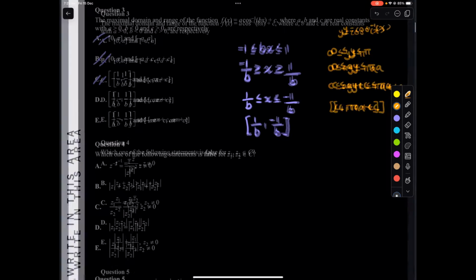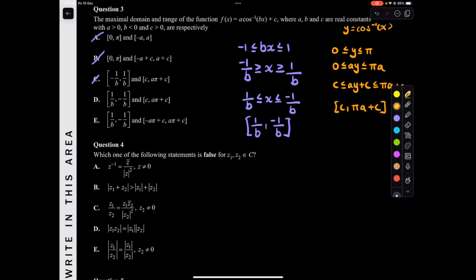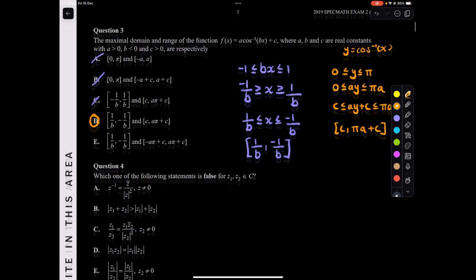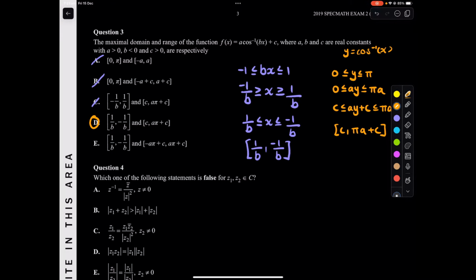Done. Easy. So which one's that? Looks like D is the answer for that one. Nice and easy. Look, you can do this quite quickly using your CAS, and let's do it by CAS to show you how to do this.